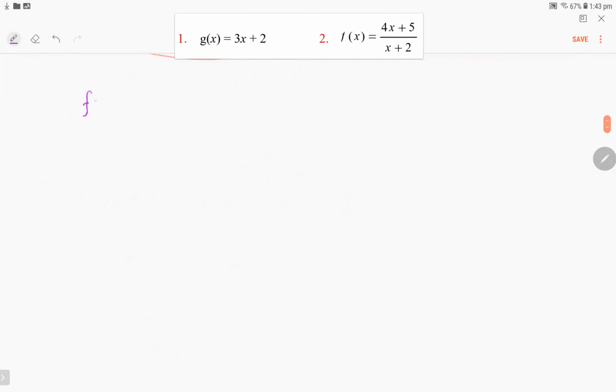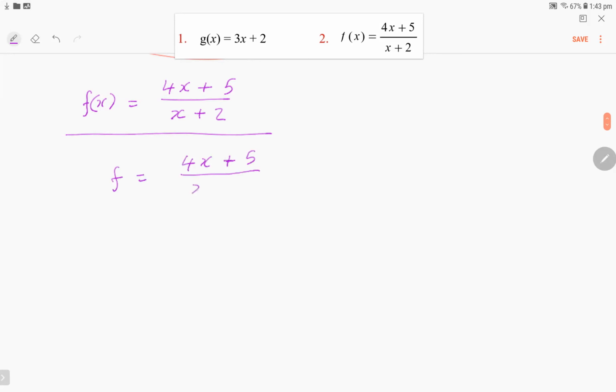So they give us f of x equals 4x plus 5 divided by x plus 2. And I want to find the inverse of that function. Same procedure. I'm first going to write it as f equals 4x plus 5 divided by x plus 2. I'm going to write it as that first. And then I'm going to form my inverse function. Pay attention now. So this is my function up here, and I'm forming my inverse down here.